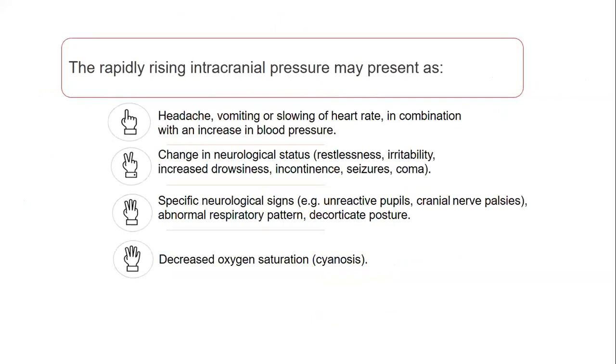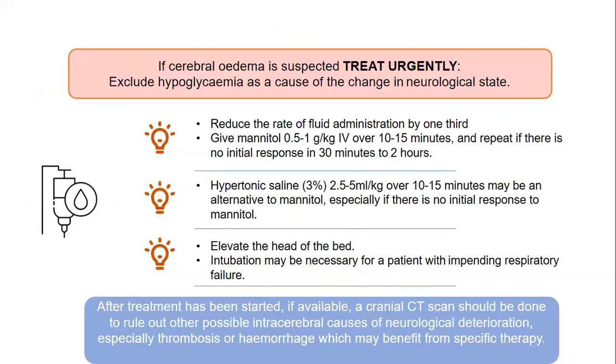So the rapidly rising intracranial pressure may present as headache, vomiting, slowing of heart rate. They have change in neurological status, and they may actually have cranial nerve palsies, decorticate or decerebrate posture, and decreased oxygen saturation. How do you manage them?